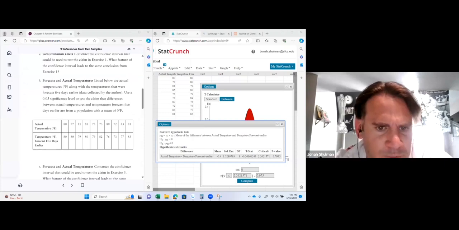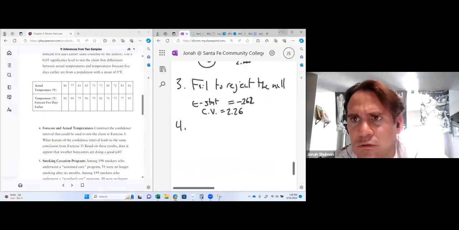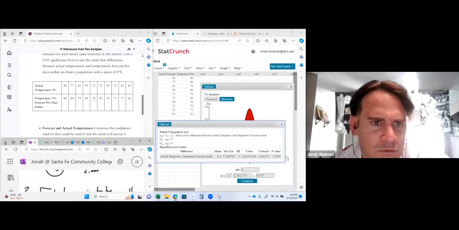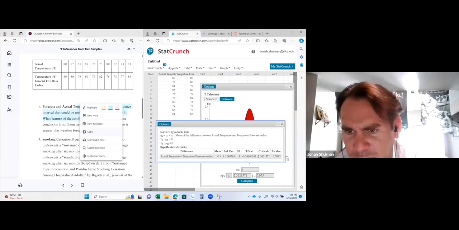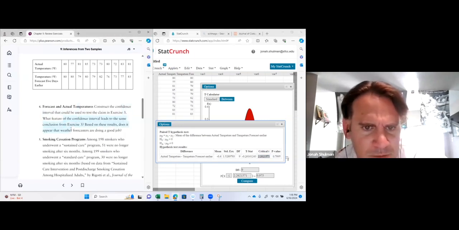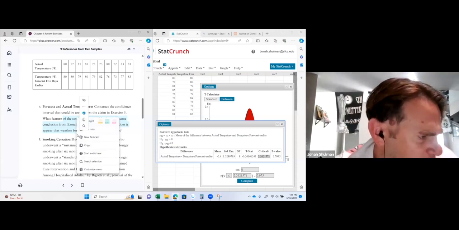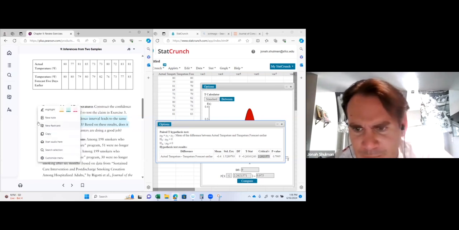All right, so number 4 says, construct a confidence interval that can be used to test the claim in exercise 3. So this is our critical T, right? This is our critical T value, this 2.262. Based on these results, it appears that the forecasters are doing a good job. So for number 4, we just basically need to figure out our confidence interval.